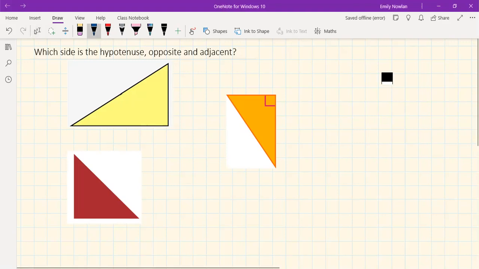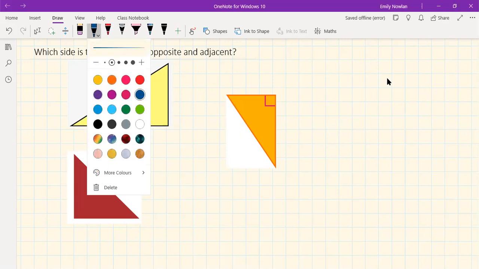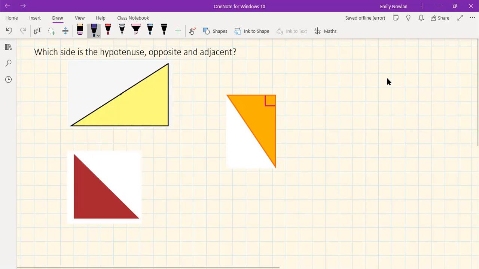First thing we need to do is recognize where the right angle is. So here it is. And the hypotenuse is the longest side, but it's also always opposite the right angle. So this is the hypotenuse, always the longest side of the triangle, but it's opposite the right angle.